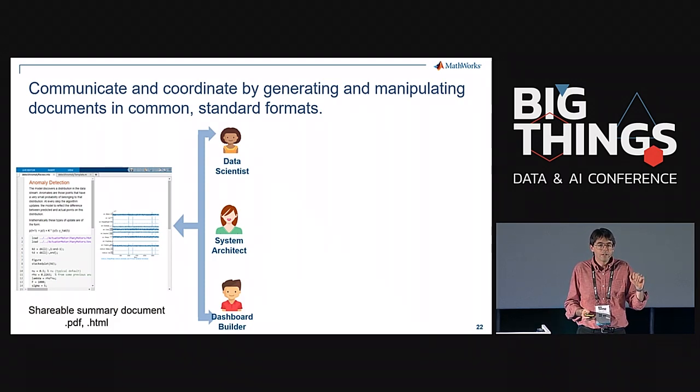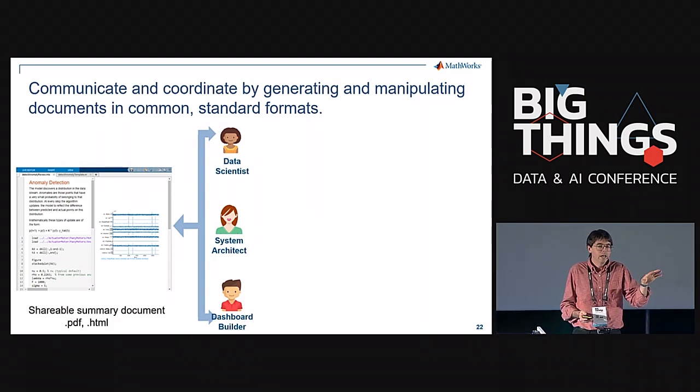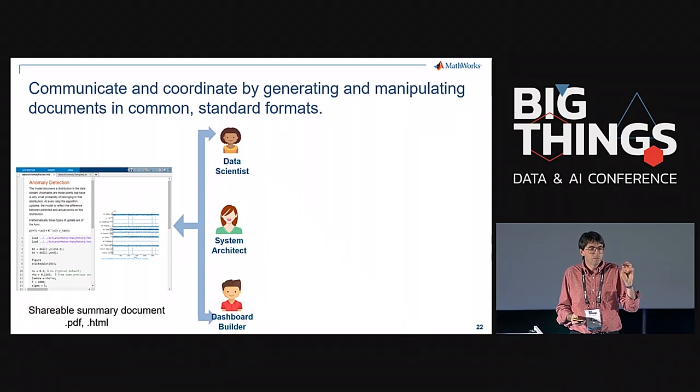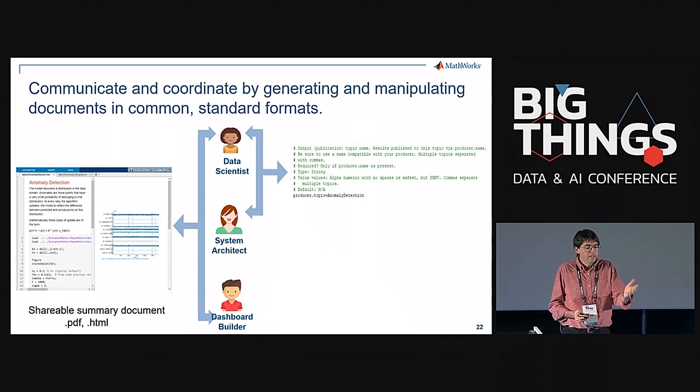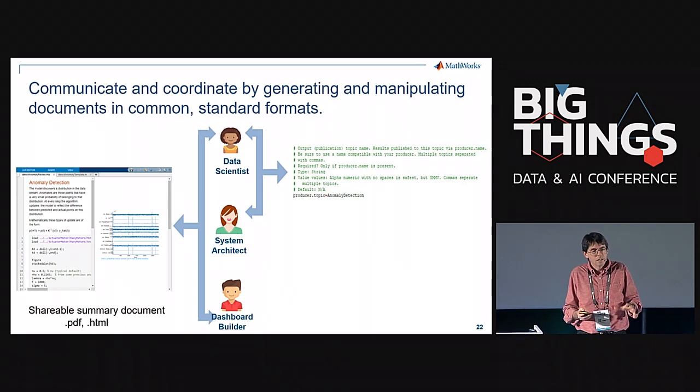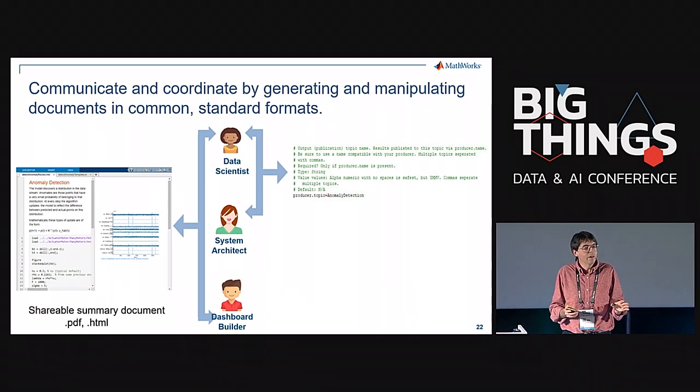So the data scientist loads their code and data up into Live Editor, and that can produce results in more common formats like PDF and HTML, which can be easily shared with the dashboard builder. And then the data scientist and the system architect need to agree on certain details of the system's configuration, like the names of the input and output streams, for example. These configuration file changes won't result in any changes to the application's code.